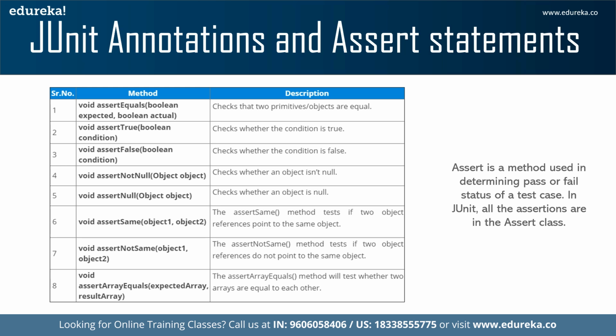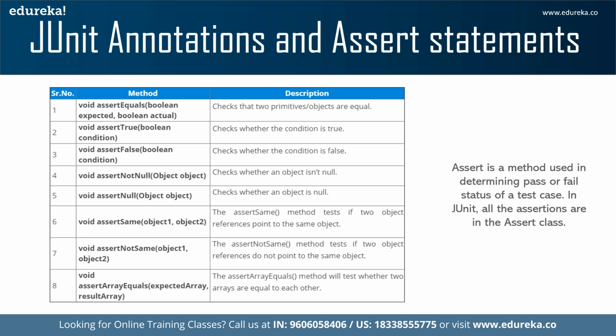To check whether an object is null, you use assert null, which takes in the object. Next up, we have assert same, which compares two references. This assert same method tests if two object references point to the same object. Assert not same checks whether the two object references do not point to the same object.